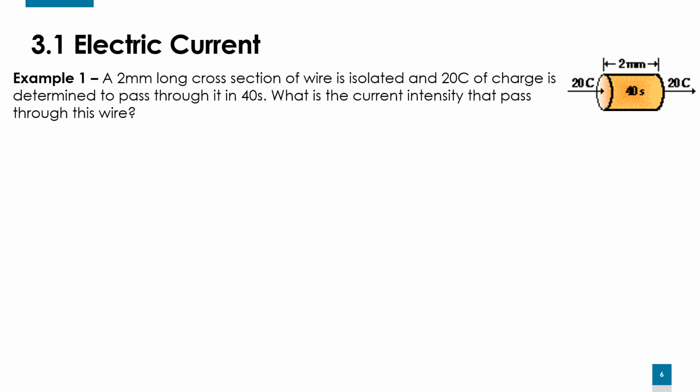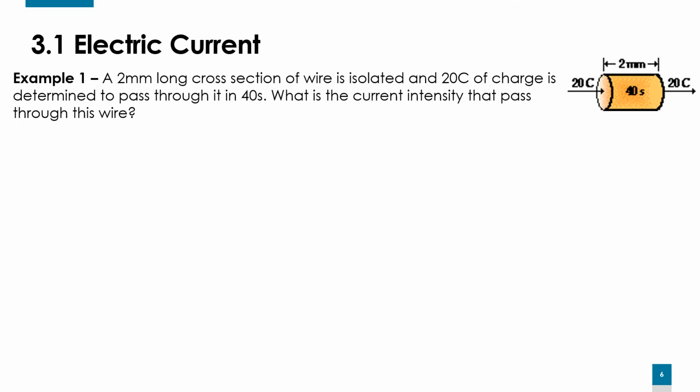So let's read one time. Example 1. A 2 millimeters long cross section of wire is isolated and 20 coulombs of charge is determined to pass through it in 40 seconds. What's the current intensity that passes through this wire? So here I have a draw of a wire. In 40 seconds, I know it passed 20 coulombs of charge, okay? So let's read again and get the information.